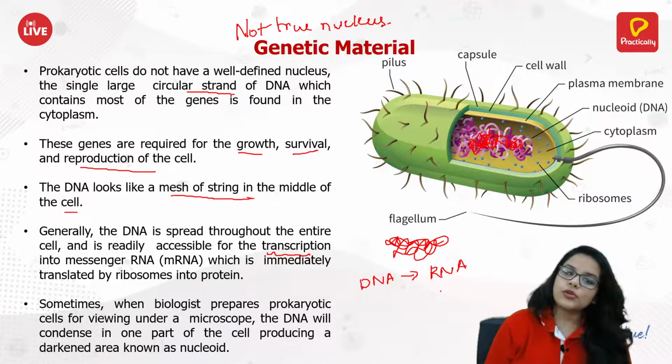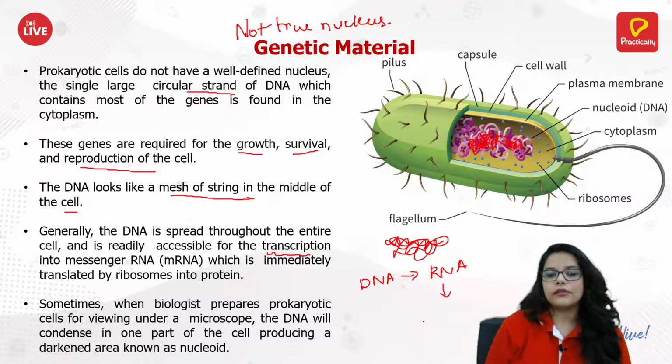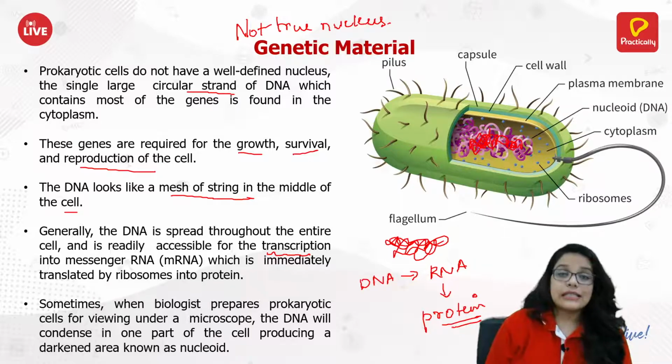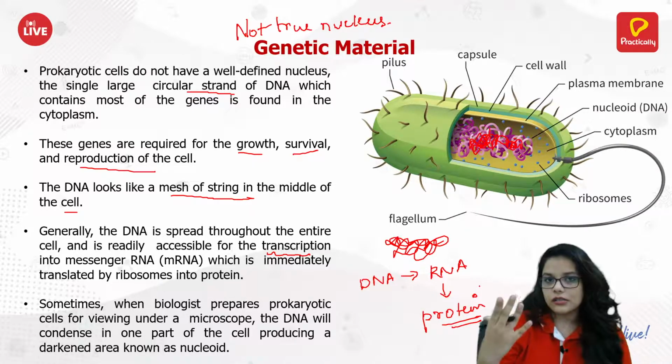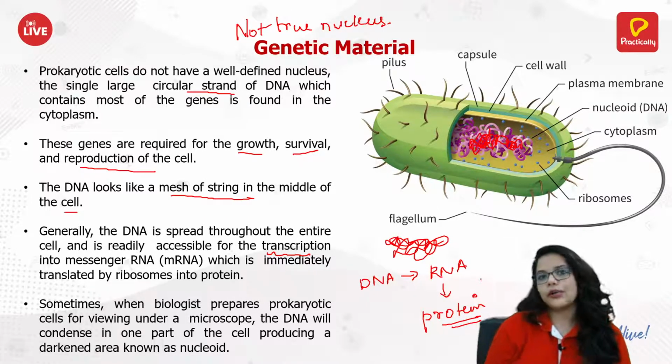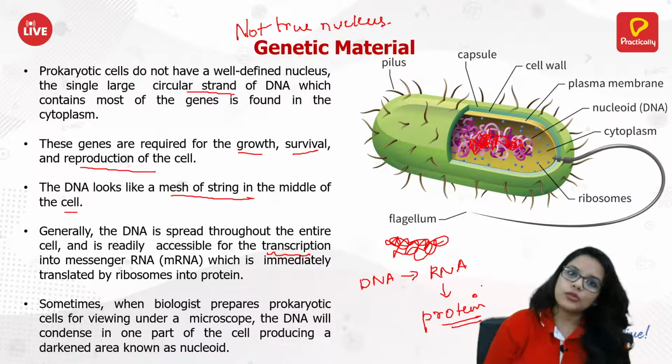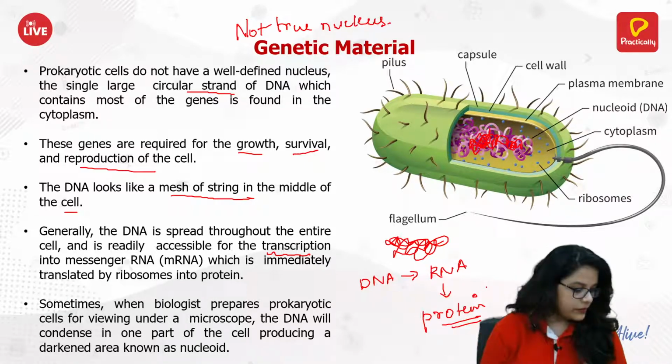And then the ribosome works. This RNA gets converted into protein. Sometimes when you want to actually see the DNA, you can condense it in a part of the cell, and this darkened area, when you see it in the microscope, is where you can see the DNA. That is the nucleoid. Not the nucleus, it is not a true nucleus, it is known as the nucleoid.